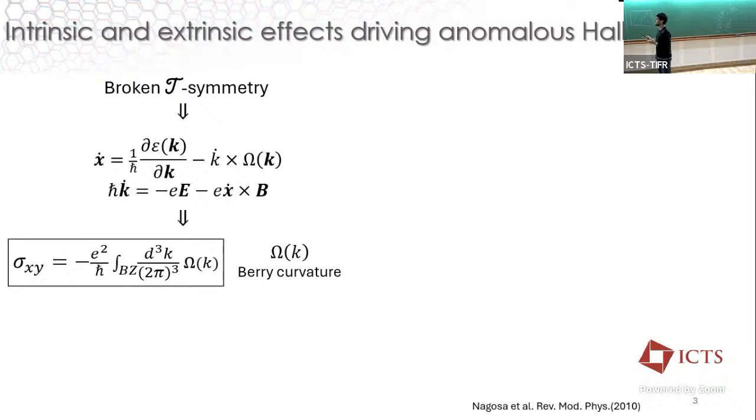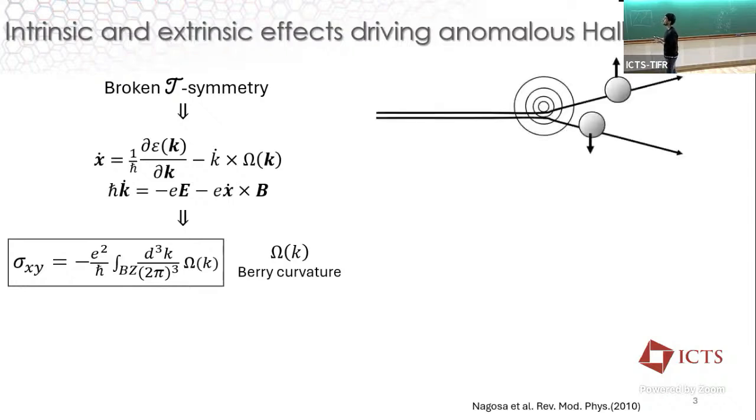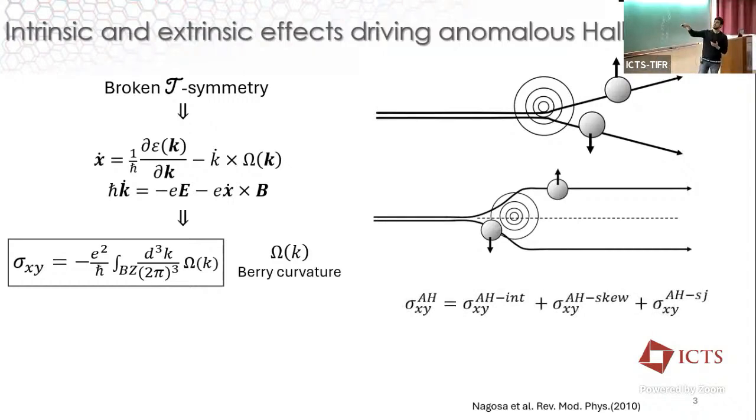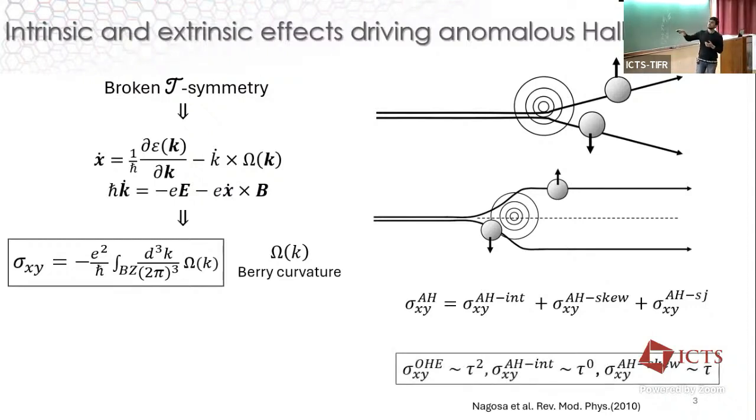In case of anomalous Hall effect, not only these intrinsic effects, but the extrinsic asymmetric scattering like skew scattering and side jump mechanism also contributes to this anomalous Hall effect. In fact, this anomalous Hall resistivity can be expressed in terms of this summation of different contributions. In addition to that, these different terms vary differently with the scattering time, which enables us experimentalists to isolate these different terms. Now, all this has in common the broken time reversal symmetry.